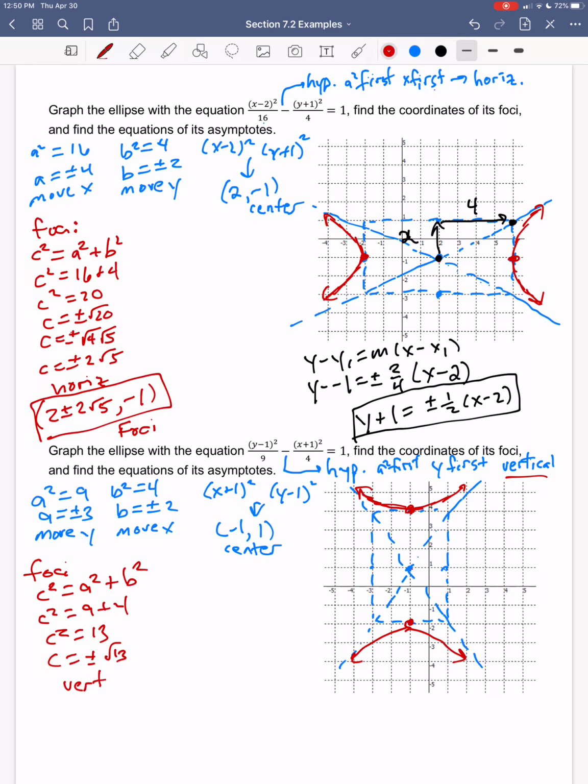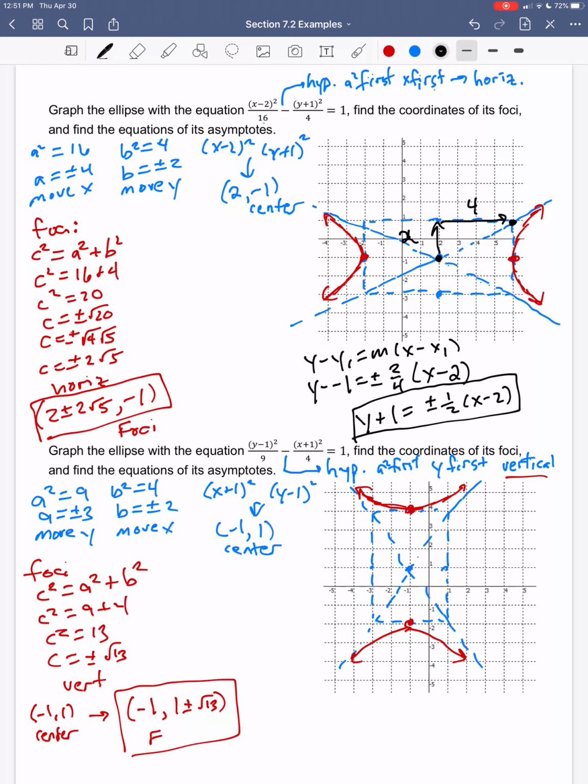This is vertical. So my center, you know, we've said starts at negative 1, 1. So to get the foci, vertical means I have to change the y-coordinate. So the x-coordinate stays the same. The y-coordinate starts the same, 1, but then I have to add or subtract the square root of 13. So those would be my foci.